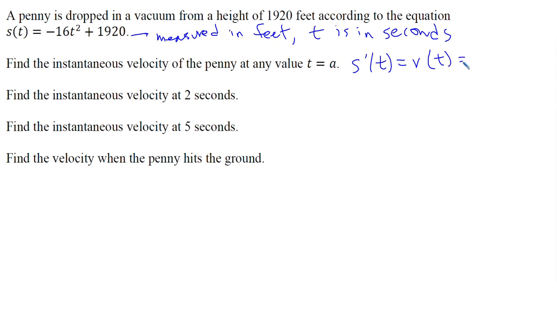Well, the derivative of that will just be negative 32t. And it says at any value a, so that will be, replace the t with an a. So negative 32a, and the units on that would be feet per second.